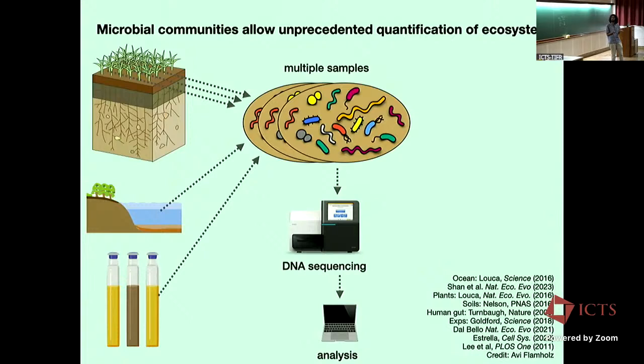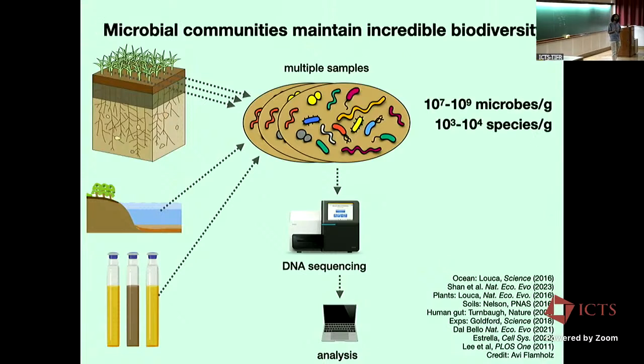Just like we've learned in bigger systems like rainforests, we've also learned that microbial communities maintain incredible biodiversity. To give you a sense of the numbers, much like what Krishna was doing earlier this morning for the cell, at a larger scale you have anywhere between 10 million to a billion microbial cells per gram, which comprise anywhere between 1,000 to 10,000 species, depending on how you count species. I don't want to get into this today, but we can have a separate chat about that. And of course, we've learned many other things.